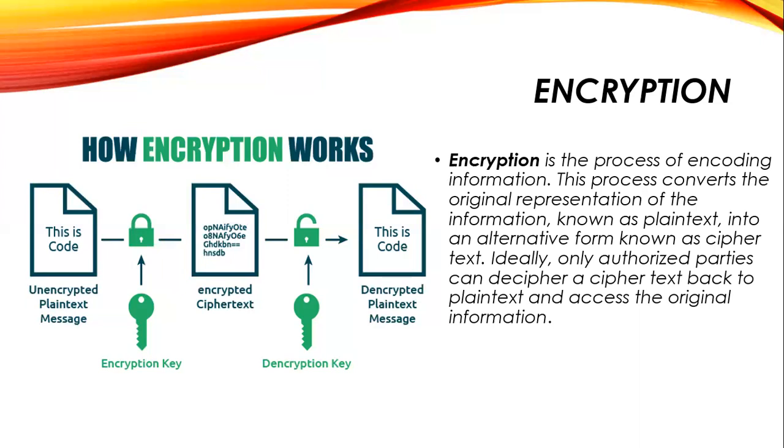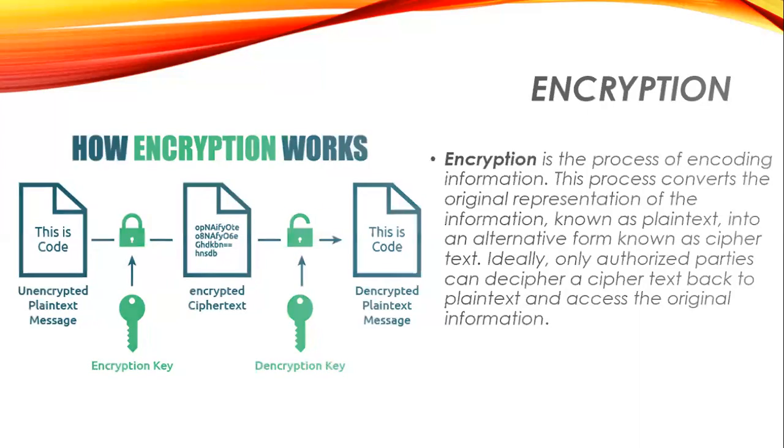Okay. So this process converts the original representation of the information, known as the plain text, into an alternative form known as ciphertext. Ideally, only authorized parties can decipher the ciphertext back to the plain text. So he can decrypt it and he can take the message. So only the two persons can do that through the key.